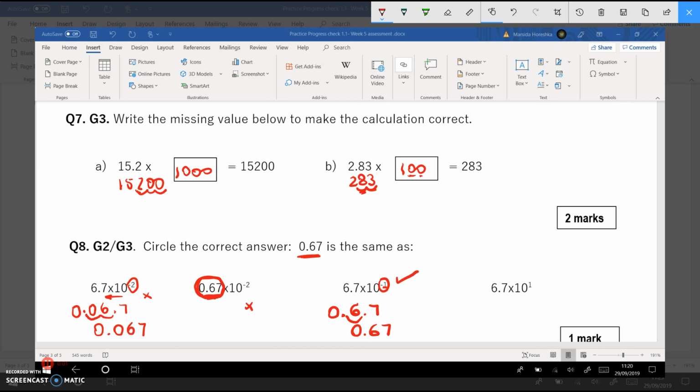Let's have a look at the last option. So we've got 6.7 times 10 to the power of 1. When you multiply by 10 to the power of 1, and 1 has a positive sign in front, it's positive, so we're moving in the positive direction. So that means just 10. So we move in one place. So this becomes 67, and that doesn't match what we have in the question. So option number 3 was the right one.